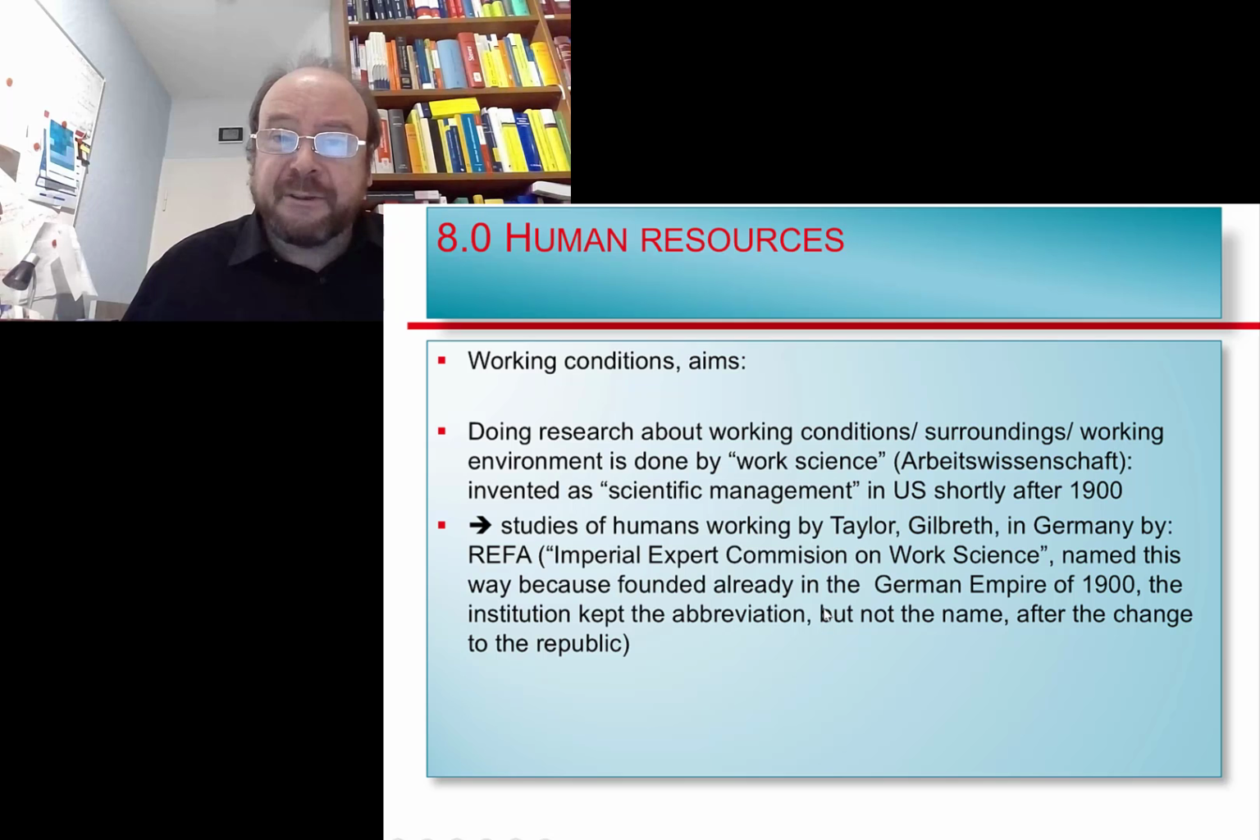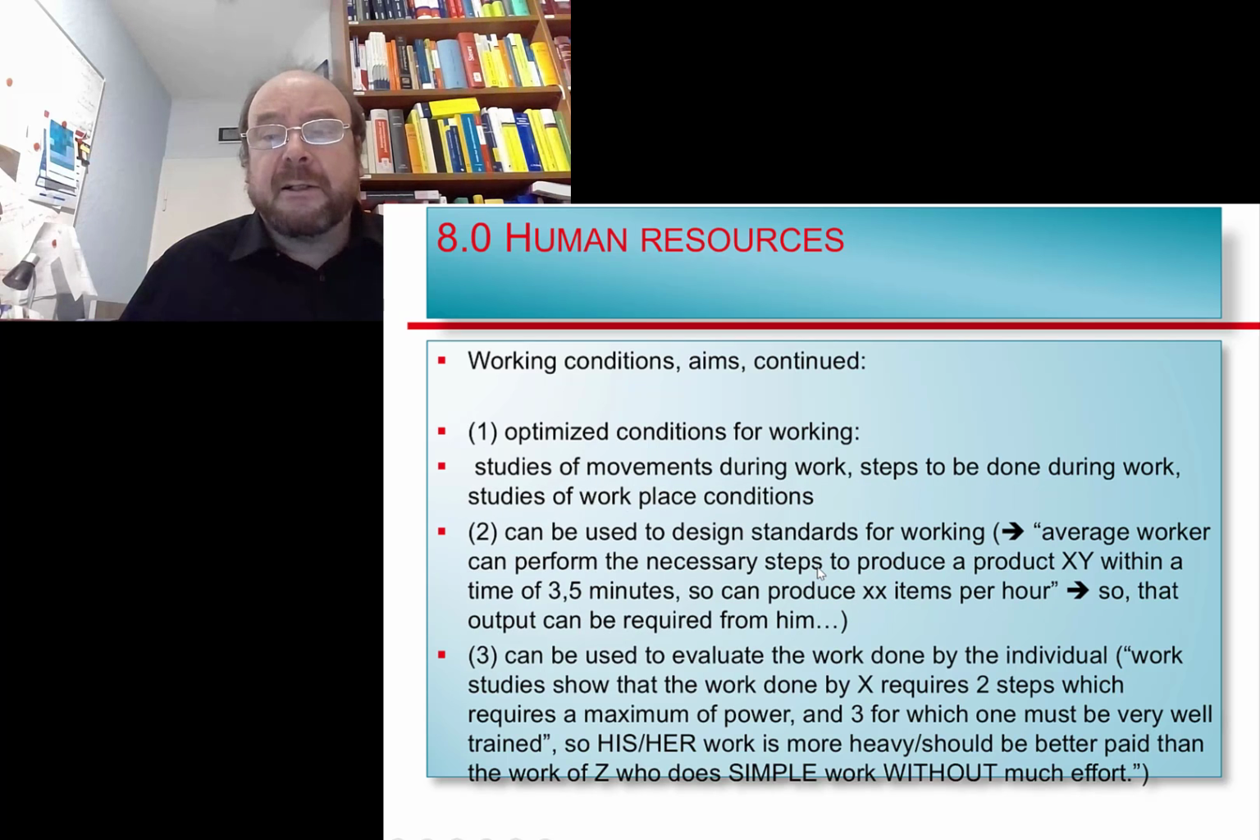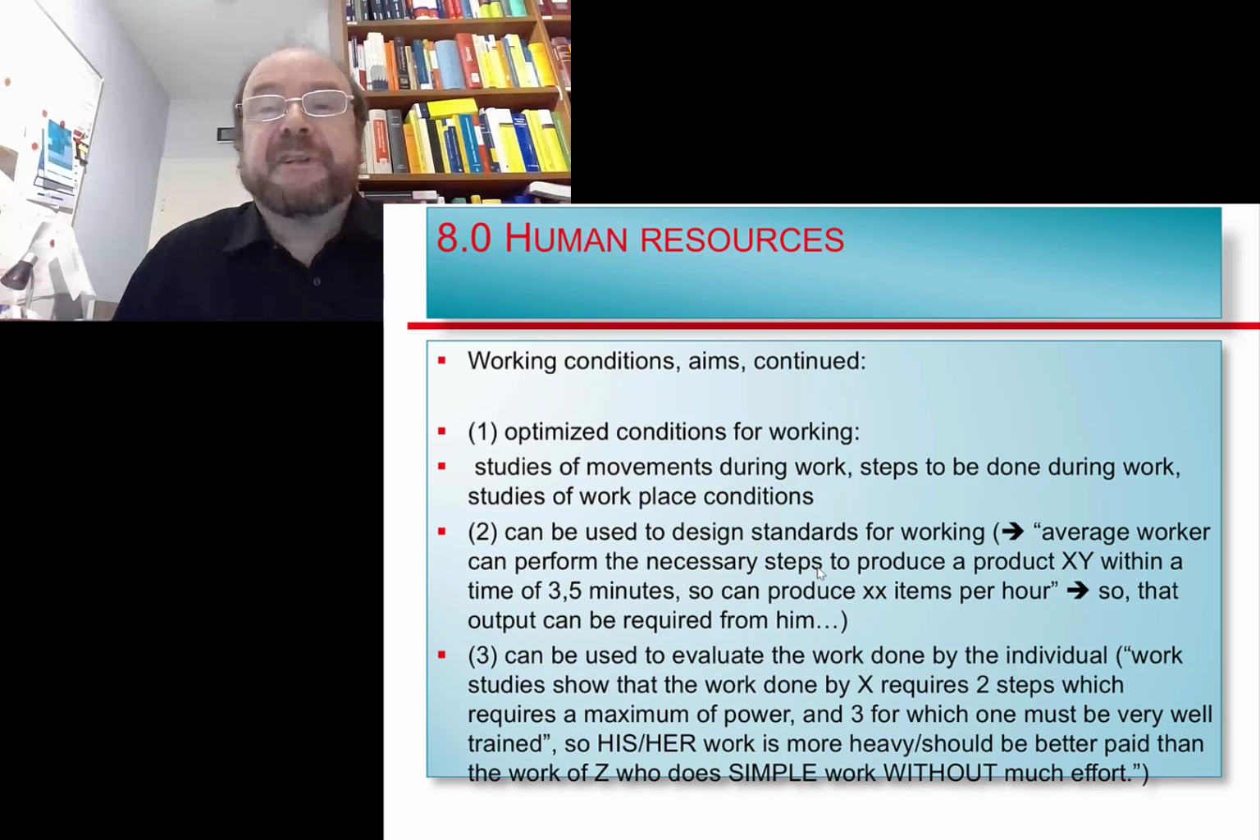Yeah, so there are scientific researchers who analyze what the best productivity conditions are. Scientific management, developed shortly after 1900 in the US, occupied itself with that. They filmed people during work, tried to optimize the movements of people, and so on. Sometimes these analyses can be used to design standards for working. For example, if you want to pay people according to the number of items which they properly produce during a certain time, you must know how much an average worker with average qualification can produce, which performance you can expect, so that people get a decent salary which is attractive for them and also for you.